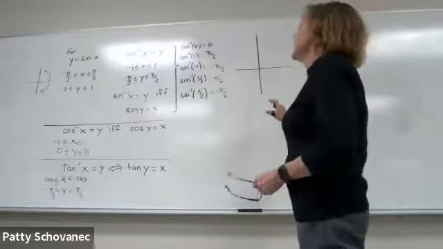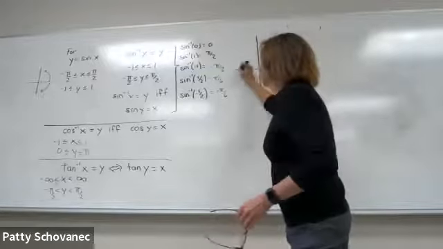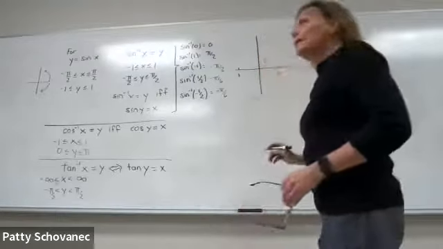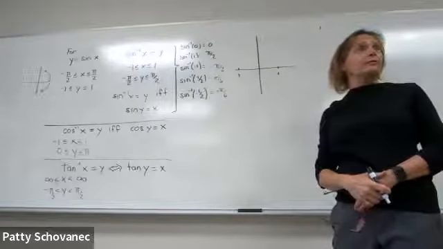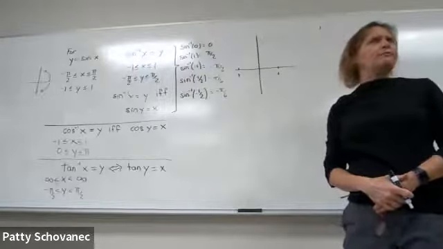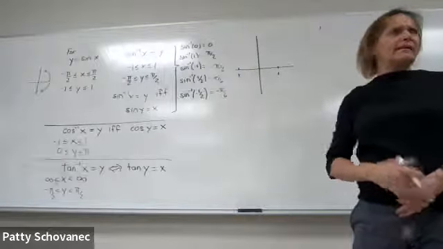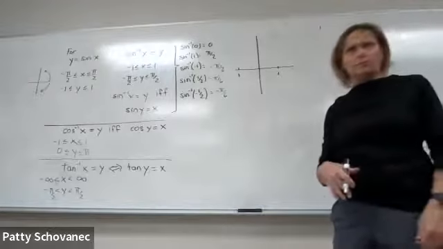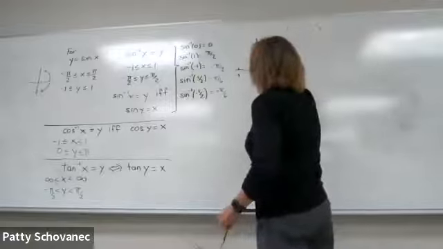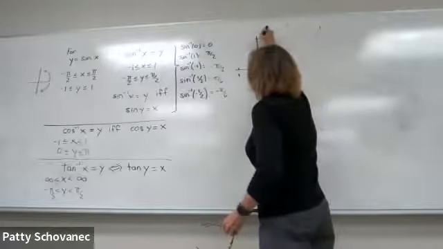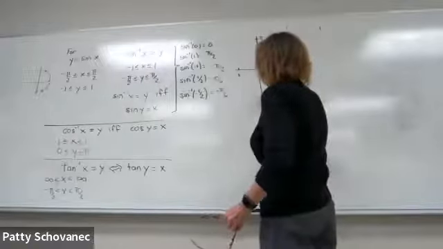These numbers here have to be between 1 and negative 1. And the numbers on the y-axis are between pi over 2 and negative pi over 2. Pi is 3.14, so if I divide that by 2, that's like 1.57. So if that's 1, then my top y value is about here. That's pi over 2.